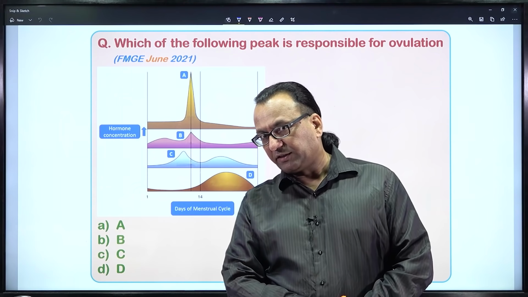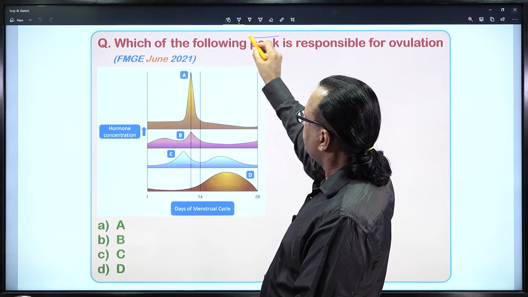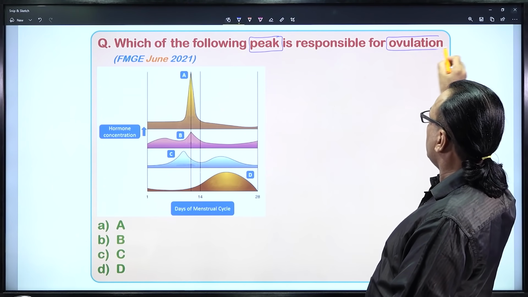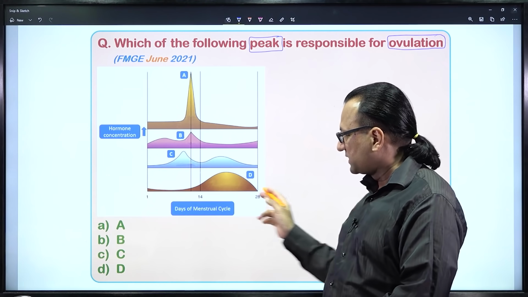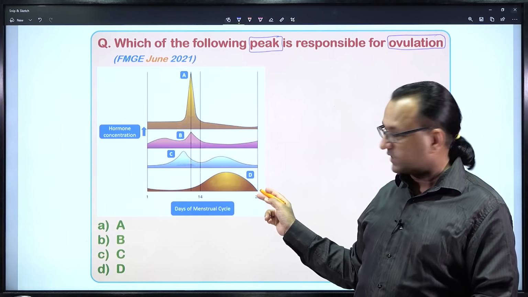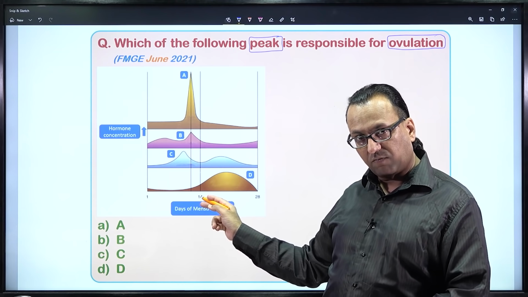In the present question, there is a graph given and they are asking us which of the following peak is responsible for causing the ovulation. And what you find in the graph is on the x-axis, the days of menstrual cycle are given, generally taken as a 28-day cycle, where the mid-cycle day number 14 will have the ovulation.